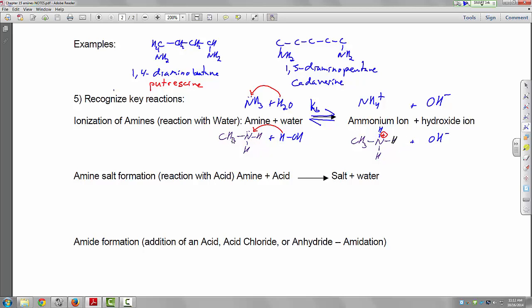The name of this amine is methylamine. Right, we've seen that before. This is the methyl what? The methyl ammonium ion.